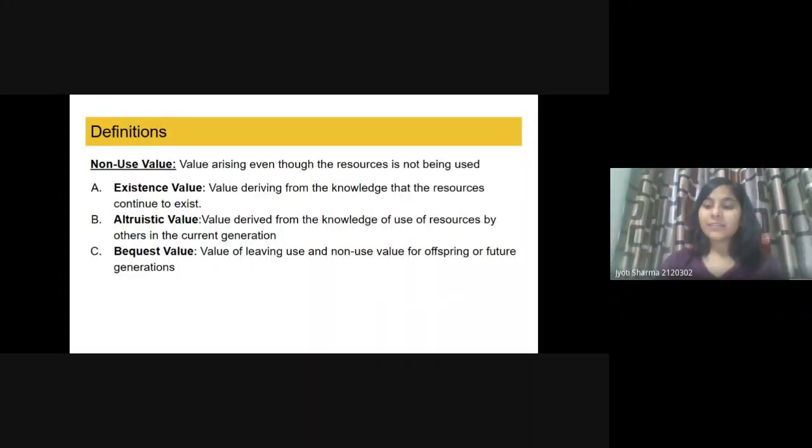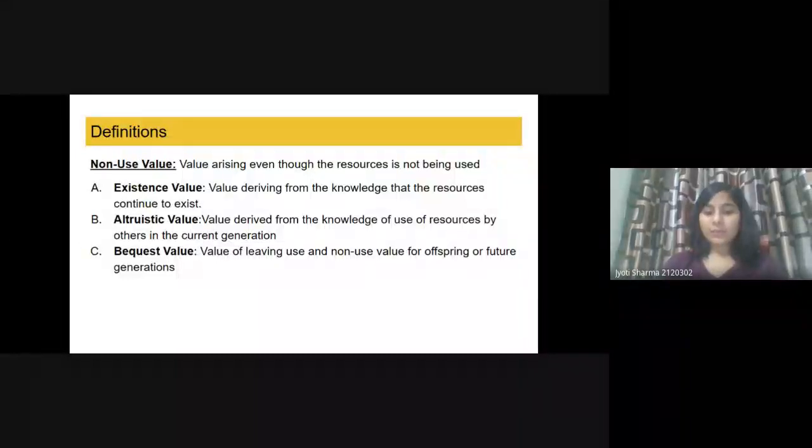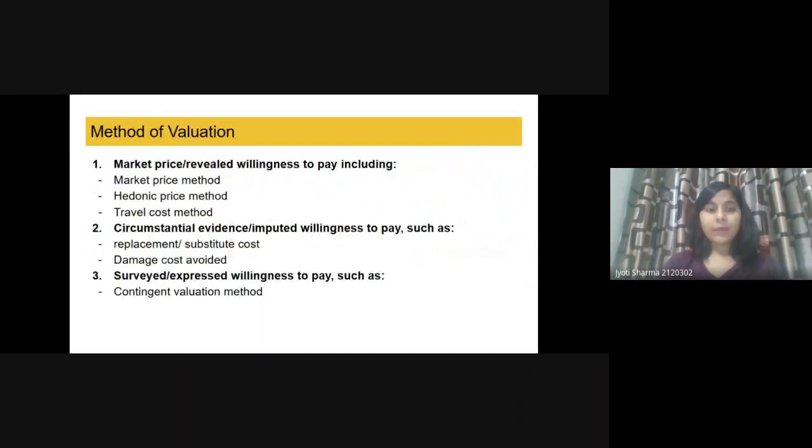Then we have the bequest value. Bequest value means we are leaving something for our next generation. So this is the bequest value. Then we have some methods of valuation. The first is market price. For example, if you are selling the timber out of this forest, how much value will you get after selling this timber? So this is the market value.